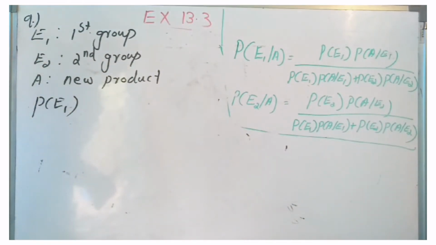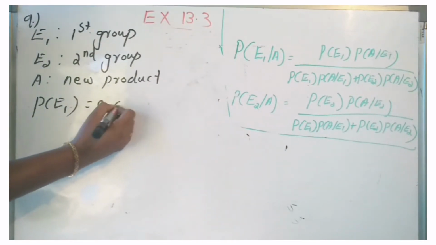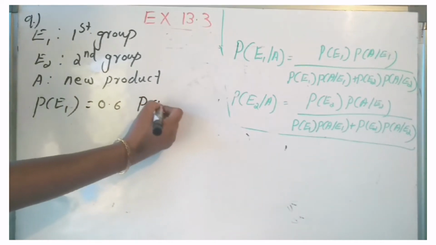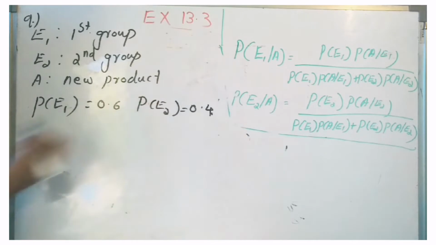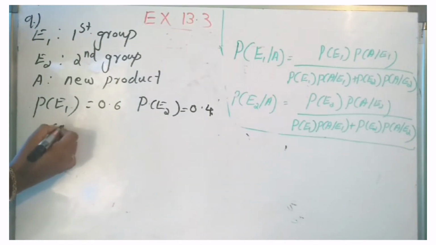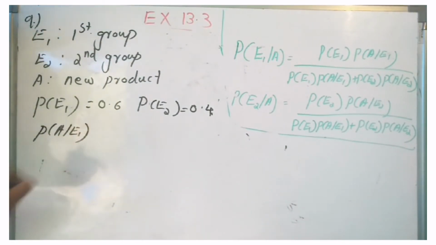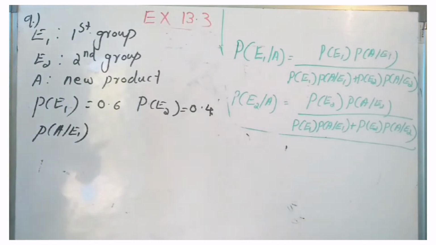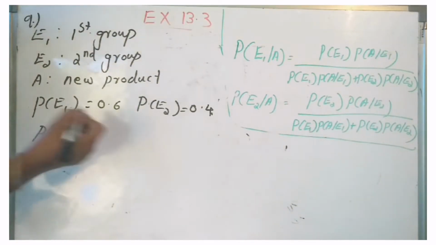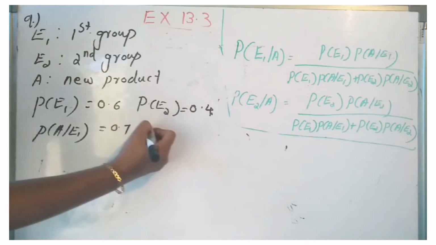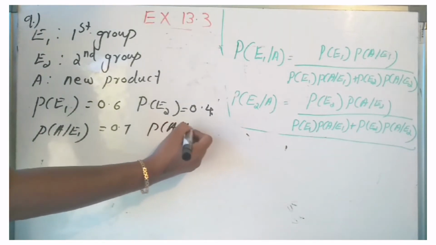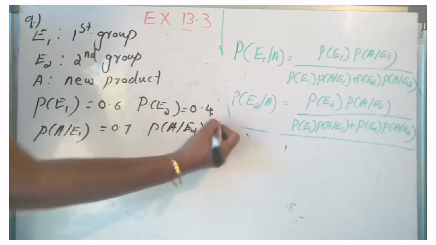Then P of E1, that is given in the question, is equal to 0.6, and P of E2 is equal to 0.4. And P of A given E1: if the first group wins, they will introduce a new product with probability 0.7. And P of A given E2, that is 0.3.